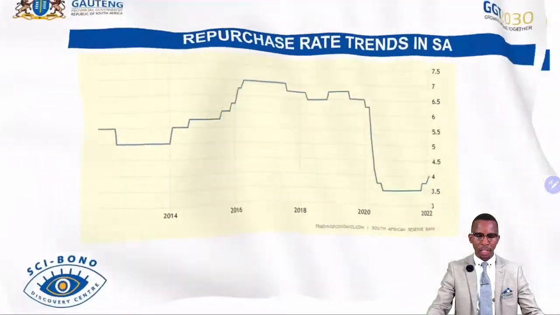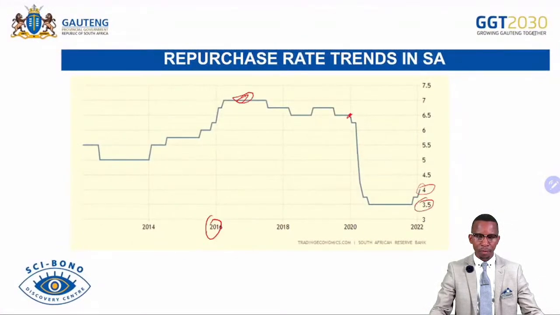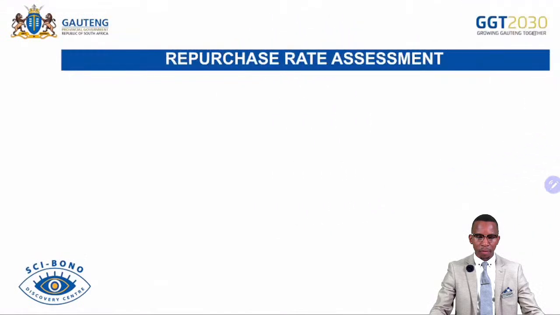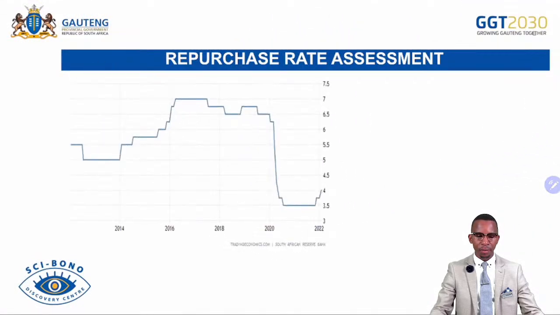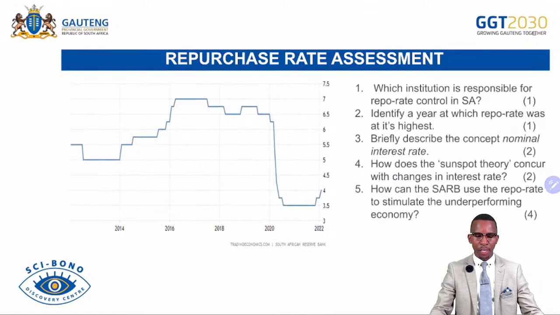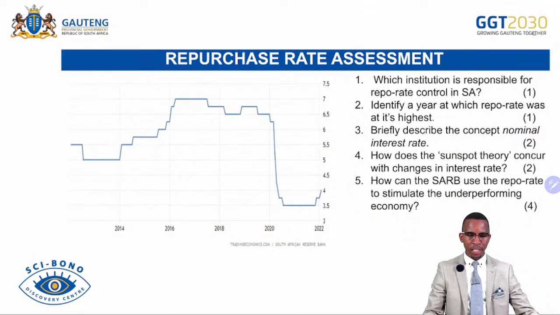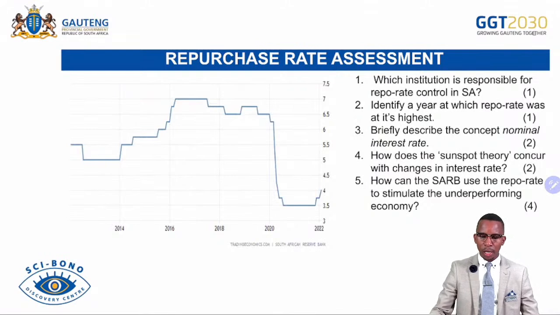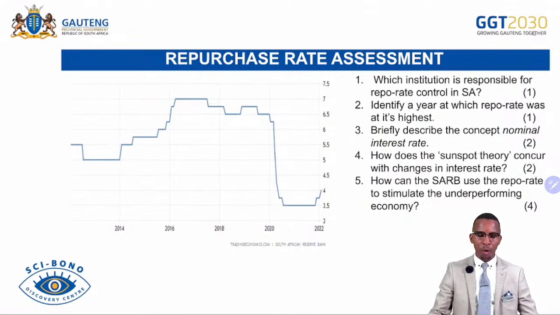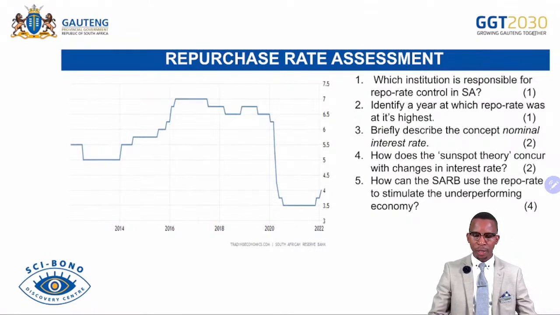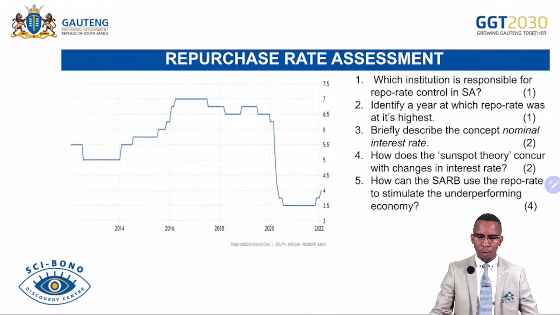And then this is the assessment. The assessment for a repurchase rate. There you go. The image comes back. You can see it's the same image that we have used. The question there in number 1, which is the lower order: which institution is responsible for repurchase rate control in South Africa? Identify a year at which repo rate was at its highest.